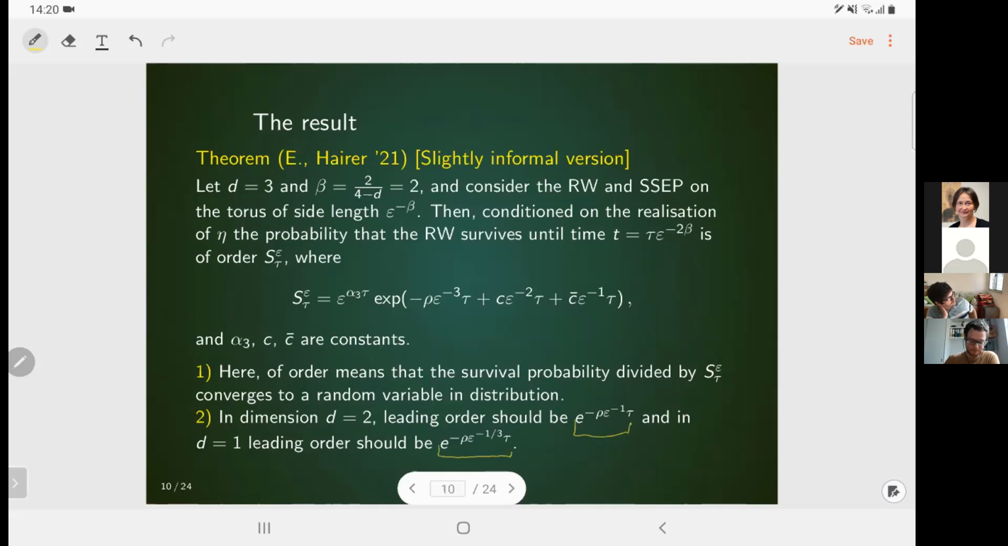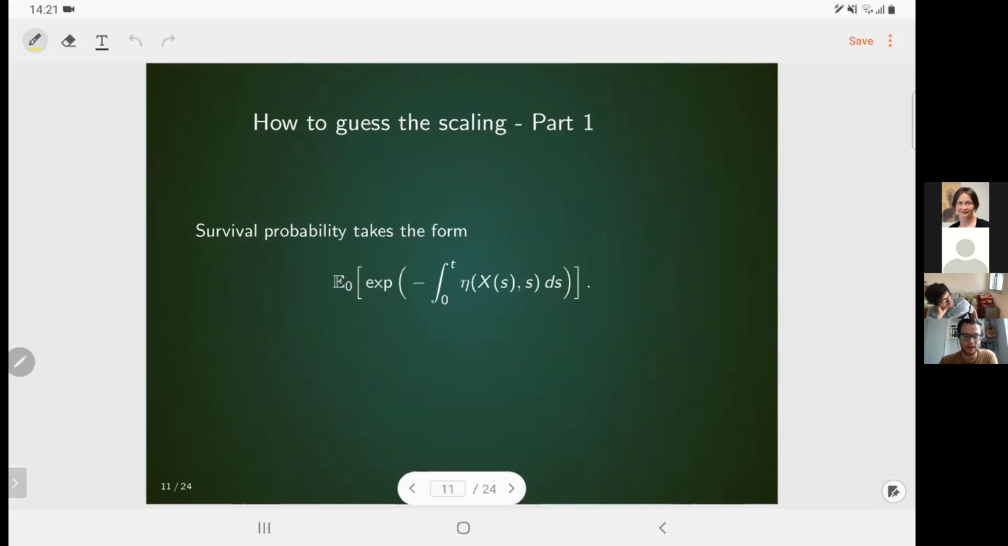In the next 2 slides, what I would like to explain is why beta should be of this form. This actually follows from a relatively naive scaling argument, so there's really not much behind this, and I would like to present it. Okay, it's taking a little bit to load. So how can you guess the scaling?